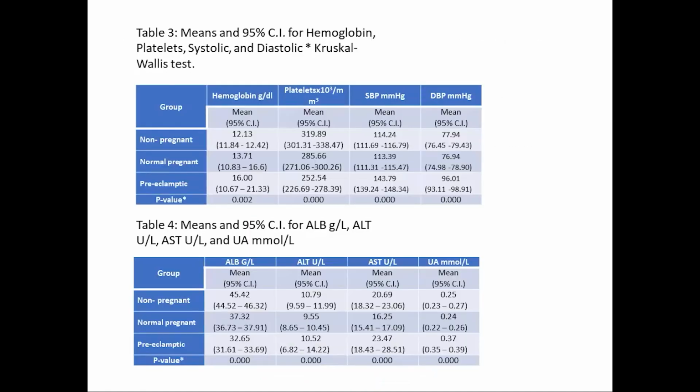This table shows means and 95% confidence interval for the hemoglobin, platelets, systolic and diastolic blood pressure, by Kruskal-Wallis test. It also shows significant differences in all the categories. Table 4 also shows the means and 95% confidence interval for the albumin, ALT, AST, and uric acid. And as you can see, all the values had significant differences.